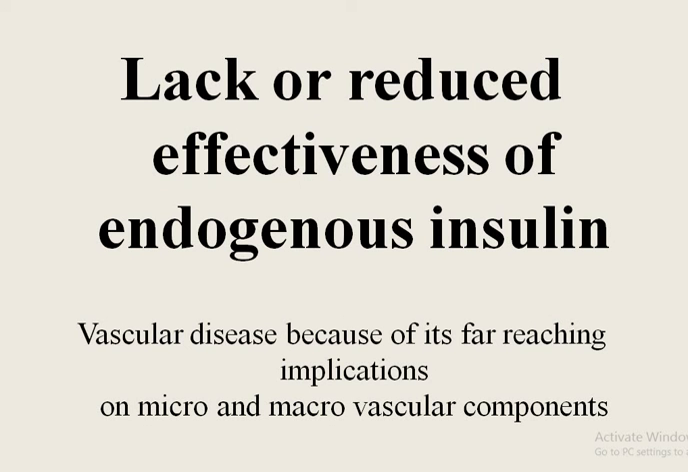But as a definition though, we could consider diabetes as the lack or reduced effectiveness of endogenous insulin. So in a situation where there is a lack or complete absence of insulin, you can understand that there would be an elevation of glucose in the body, and also if there is a reduced effectiveness of insulin, again there will be an increase in the glucose in the body, so therefore it causes what we call a hyperglycemic condition.